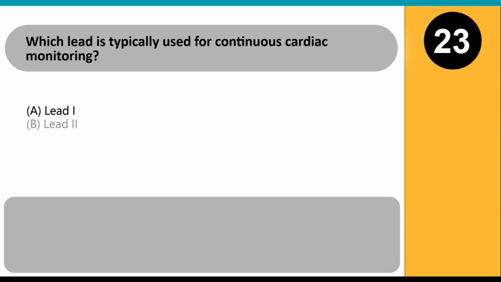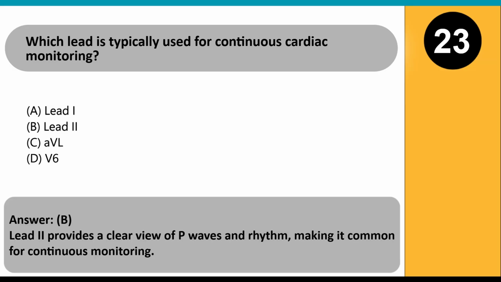Which lead is typically used for continuous cardiac monitoring? A. Lead I. B. Lead 2. C. aVL. D. V6. Answer B. Lead 2 provides a clear view of P waves and rhythm, making it common for continuous monitoring.